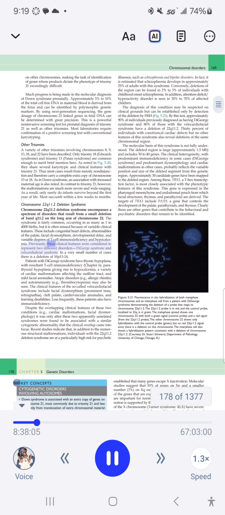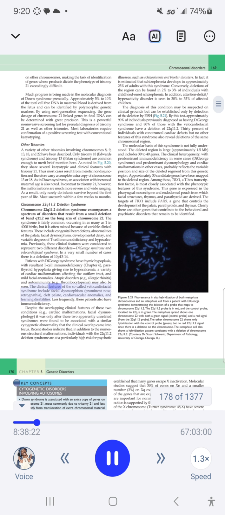Previously, these clinical features were considered to represent two different disorders: DiGeorge syndrome and velocardiofacial syndrome. In a very small number of cases, there is a deletion of 10p13 to 14. Patients with DiGeorge syndrome have thymic hypoplasia with resultant T-cell immunodeficiency (Chapter 6), parathyroid hypoplasia giving rise to hypocalcemia, a variety of cardiac malformations affecting the outflow tract, and mild facial anomalies. Atopic disorders, e.g., allergic rhinitis, and autoimmunity, e.g., thrombocytopenia, may also be seen.